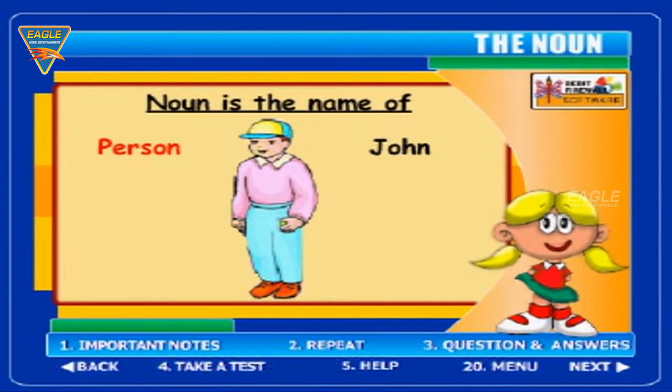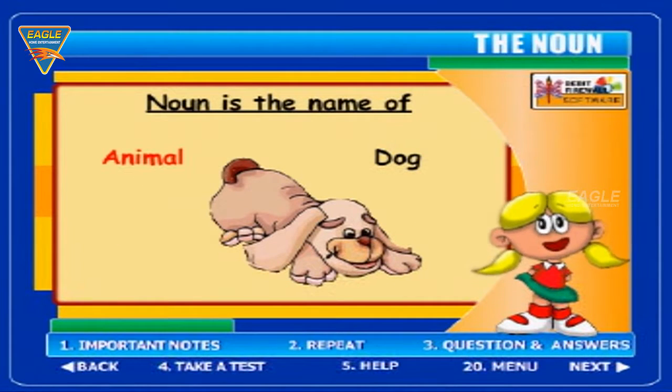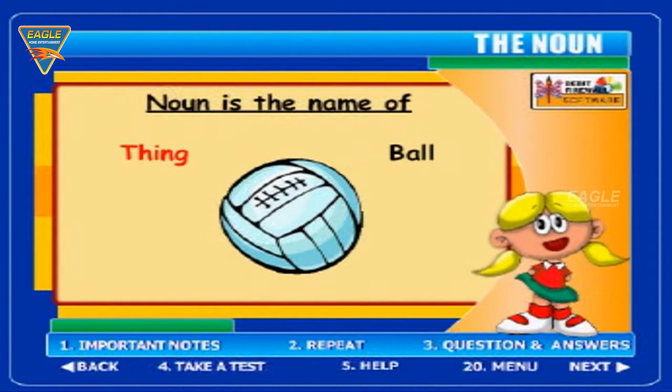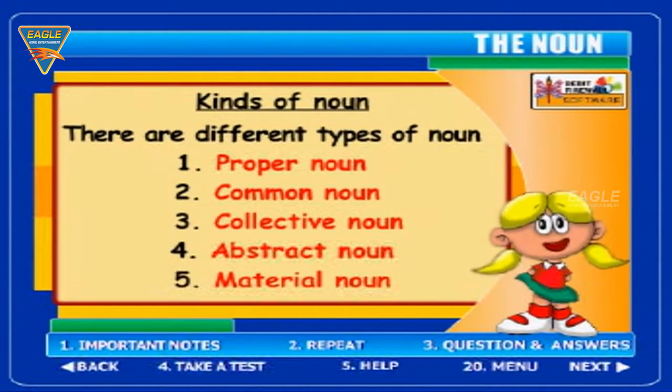The noun. Noun is the name of a person like John, animal like dog, place like India, and thing like ball. Kinds of noun. There are different types of noun: proper noun, common noun, collective noun, abstract noun, and material noun.